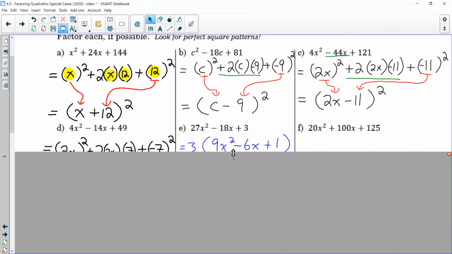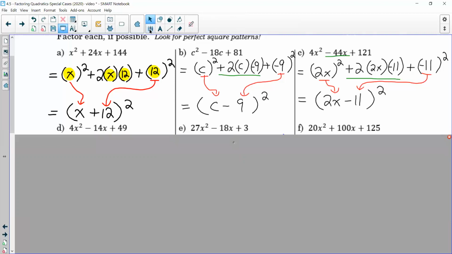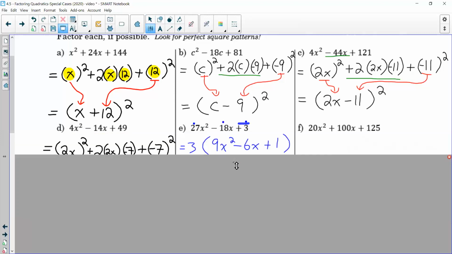All right, what about in B? Now, oh, look at that. We forgot our golden rule. That's not a perfect square, neither is that. But we factor out a common 3. 3 goes into 27, 3 goes into 18, 3 goes into 3. We now have a greatest common factor and a trinomial that maybe we can factor.